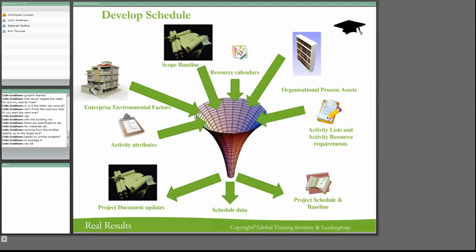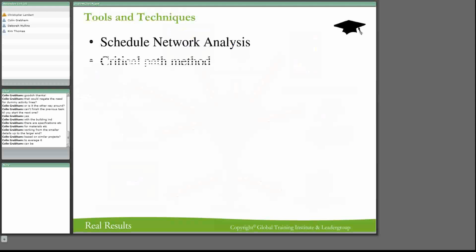There are the normal inputs: the baseline, the resource calendars, your activity lists again. This seems exactly the same, doesn't it? But you're going to come out with two things: your project schedule and your baseline. When you're finished with this, you're going to have the tool that you're going to measure in controlling. From a time perspective, when you're finished with this process, you should have a project schedule and a baseline. So let's look at what we need to do to get there and look at some of the tools.